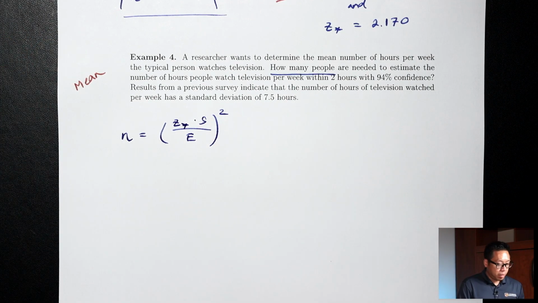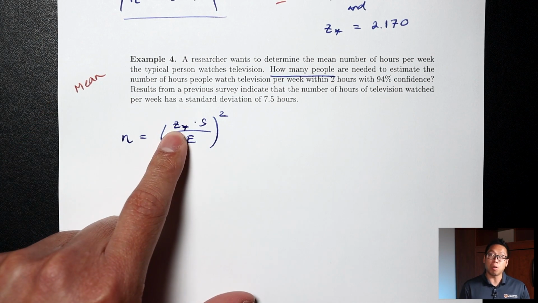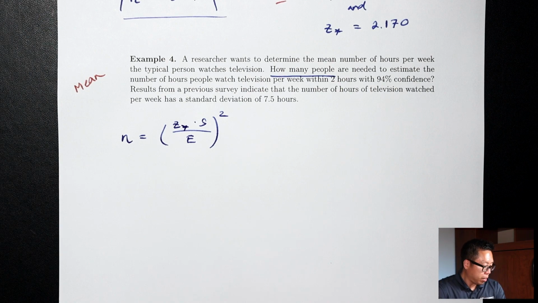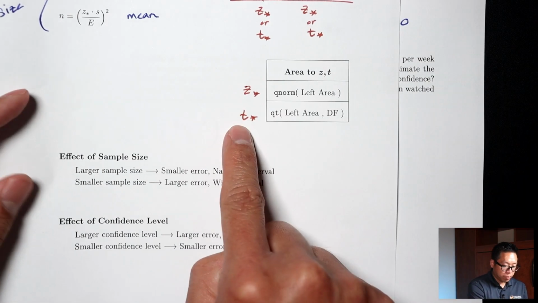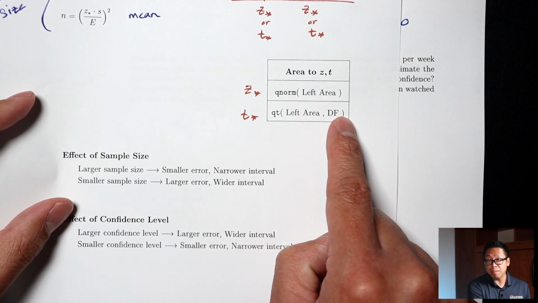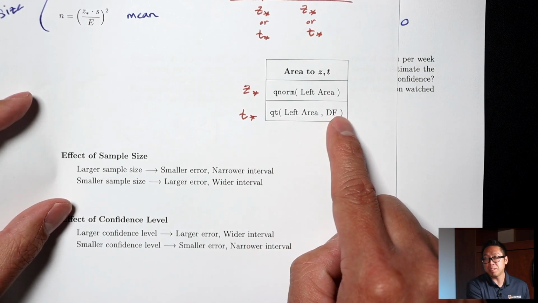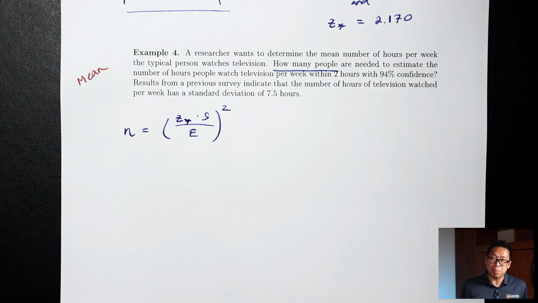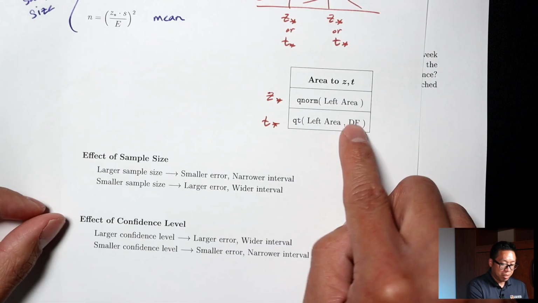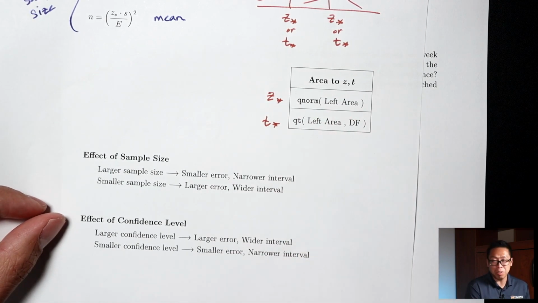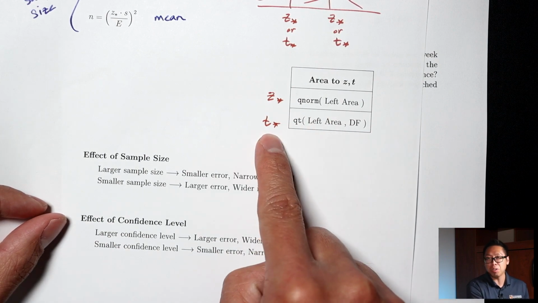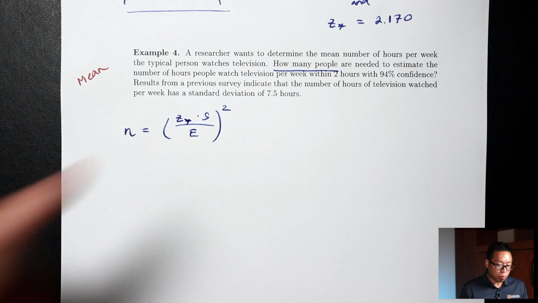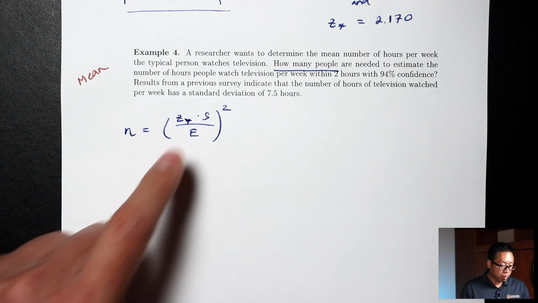And you might be wondering, if this is a mean question, why aren't we using t star here? The reason is we can't use t star because t star requires a left area and a df. And df is sample size minus 1, right? We're trying to find a sample size, which means we don't have a sample size. If you don't have a sample size, you don't have a degrees of freedom, which means you can't use qt. So there's no way that we can use a t star there, which means the next best thing is to use a z star. Okay, so that's why even though it's a mean, we're using z star here.